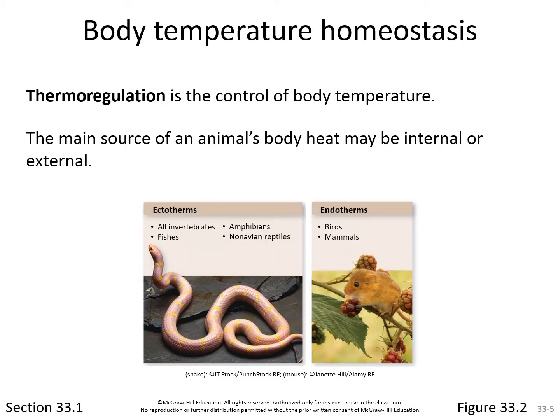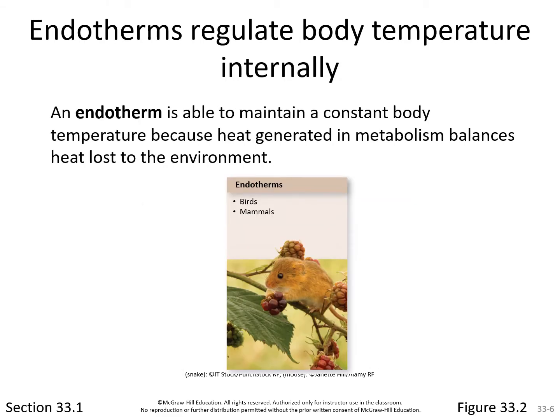Okay, so if we move to body temperature regulation, thermoregulation is the control of body temperature, and the main source of heat for an animal may be external or internal, and so we're going to see a couple of different terms here. First of all, an endotherm can maintain a constant body temperature because there's heat generated during metabolism, and this balances out any heat that's lost to the environment. The word itself actually tells you what's going on. So therm meaning temperature, endo meaning within. So basically internal temperature. So temperature is regulated internally.